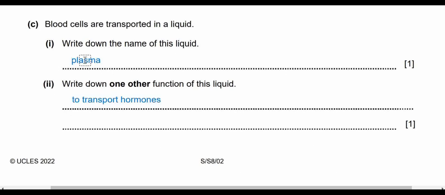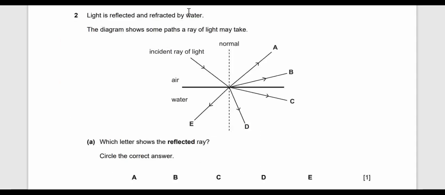The name of this liquid is plasma. One other function: there are many functions for plasma. One of them is to transport hormones. This is one example of a correct answer. You can also have other options like transport nutrients, or transport dissolved carbon dioxide. If you have any other option, you may write it in the comment section if you need to clarify your answer. Next, we move on. Now we are in question 2.